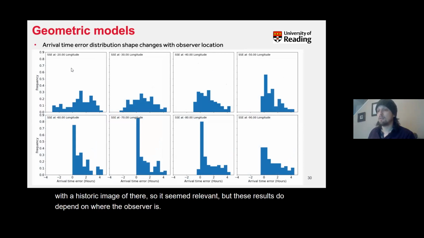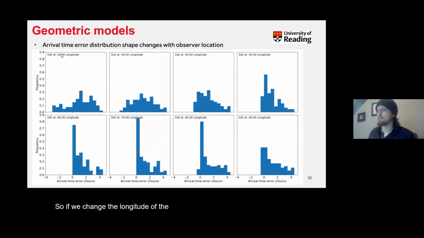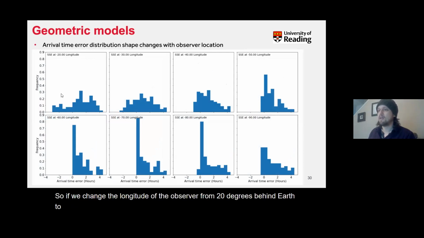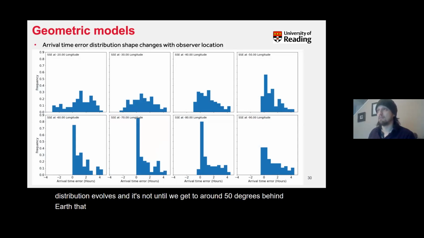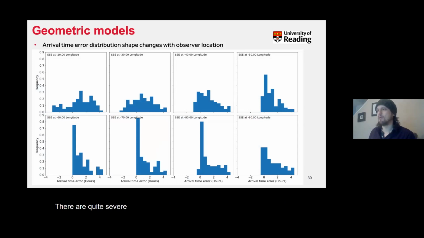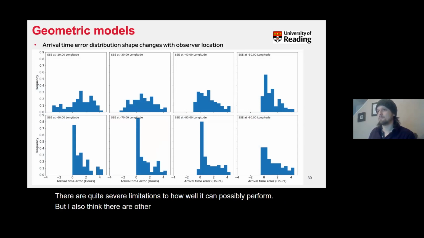So if we change the longitude of the observer from 20 degrees behind Earth to 90 degrees behind Earth here, what we find is that actually the error distribution evolves, and it's not until we get to around 50 degrees behind Earth that the geometric models only predict an early arrival at 0.4 AU. So I don't have much more to say on geometric modeling other than the fact I think there are quite severe limitations to how well it can possibly perform. But I also think there are other things we can do that might be more successful.